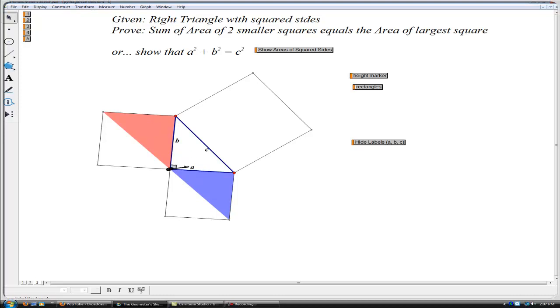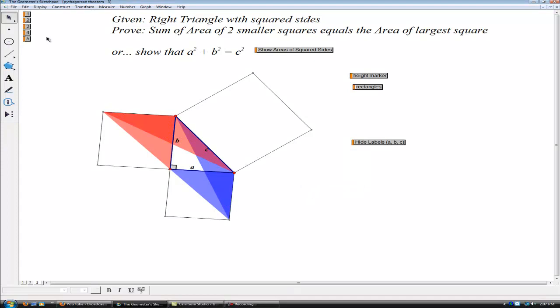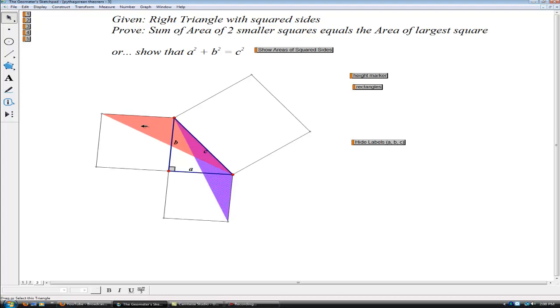This vertex will be going this way while we maintain this height. So this height will remain constant. This base will remain constant, as will this base. So we will not lose any of the area. Here's what that step looks like, and I can hide the originals. Now these 2 areas are exactly the same as the triangles that we started. And remember, the blue was half of A squared, the red was half of B squared. That is still what we have for each of those areas.